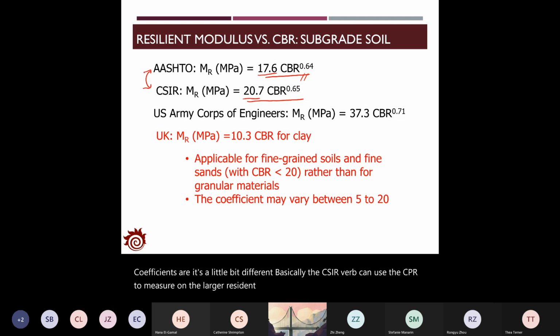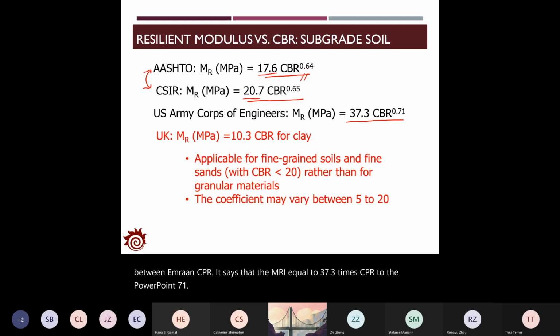And also, they have the U.S. Army Corps of Engineers model. It also applies a similar format for the relationship between MR and CBR. It says that MR equal to 37.3 times CBR to the power 0.71.